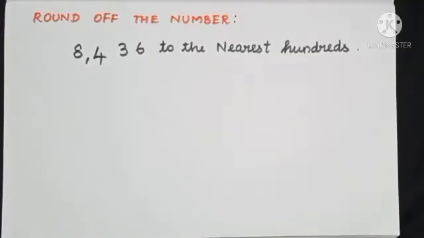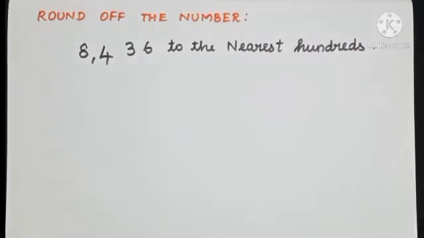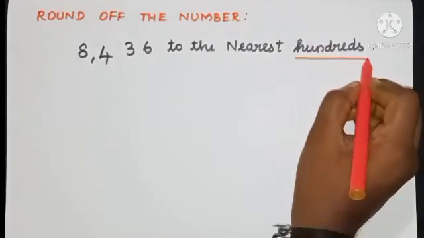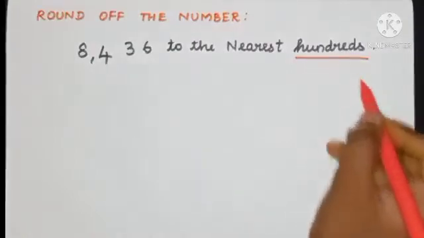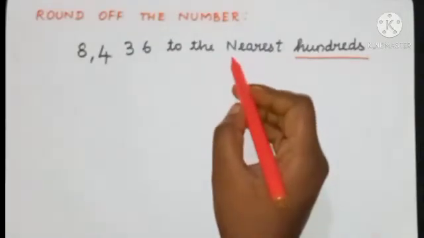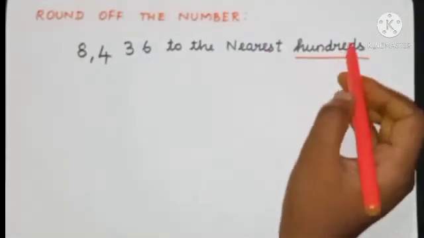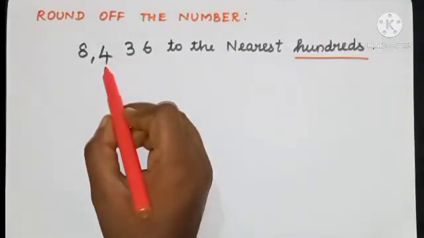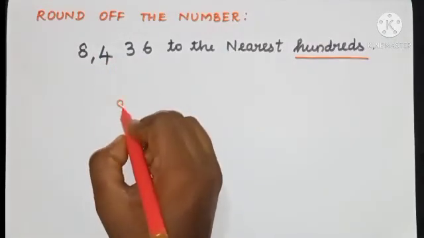Now let's see how to round off a number. Here the given number is 8,436. We have to round off the number to the nearest hundreds place. Here the first step is to find the digit in the hundreds place, because we have to round off the number to the nearest hundred.